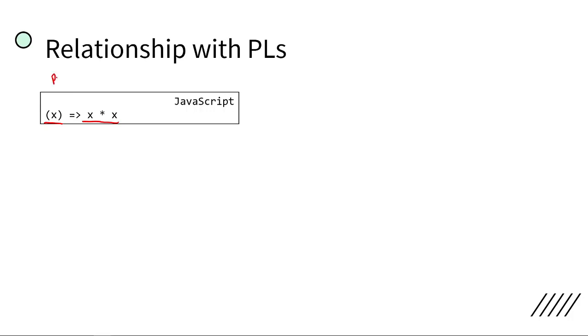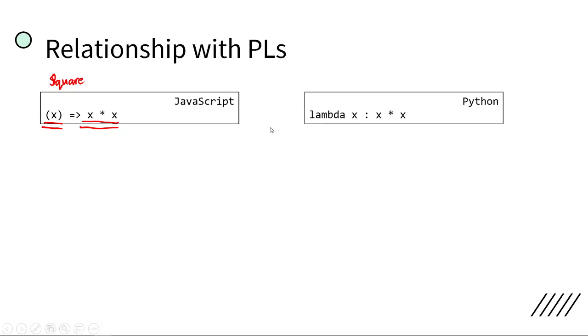Sorry, it's square. You square the x by itself, x times x. So again, this is an example of JavaScript code which takes x as an input and multiplies x by itself. If we write it in Python, it would look like this. Again, we have x as the input of our function and then we multiply x by itself.